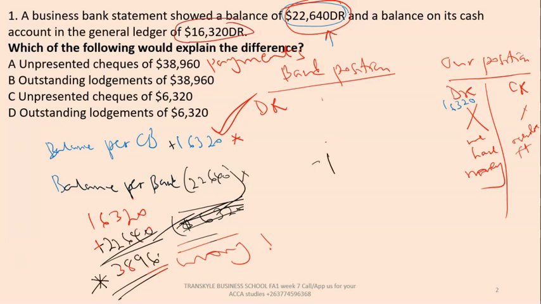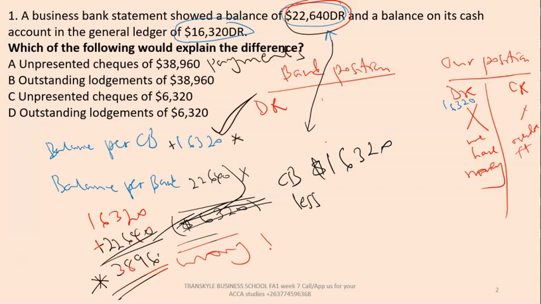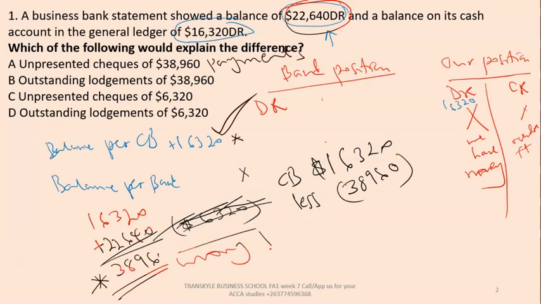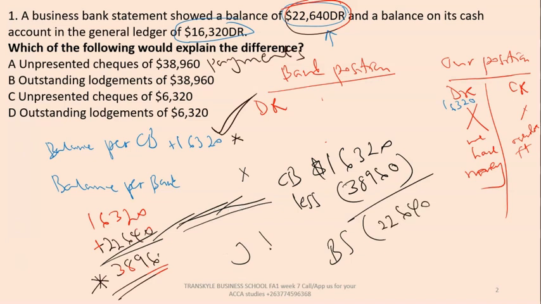Alright, let us use this figure: 15,320 is provided as the cash book balance, which is positive, and we say less unprocessed checks, and we say that these are 38,960. You will see that you arrive at the balance, which is a negative, and this is negative 22,640.